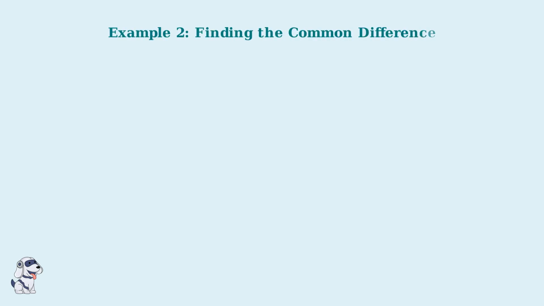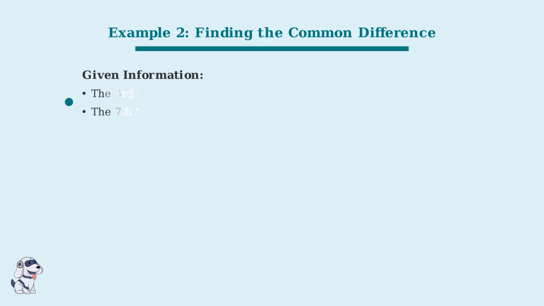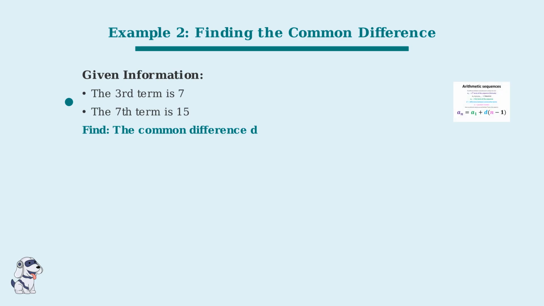In this example, we'll learn how to find the common difference when we know 2 specific terms of an arithmetic sequence. We're given that the third term of an arithmetic sequence is 7, and the 7th term is 15. Our goal is to find the common difference d. We'll use the general formula for arithmetic sequences to set up our equations. Recall that the nth term equals the first term plus n minus 1 times the common difference.